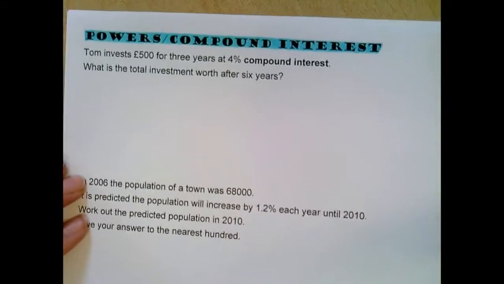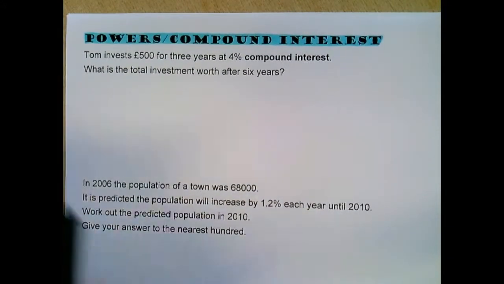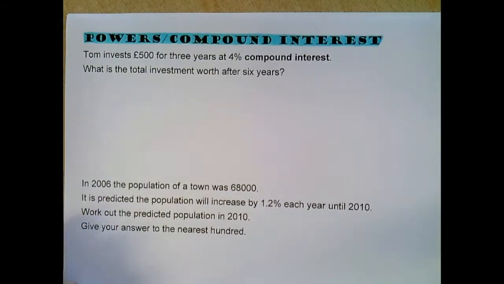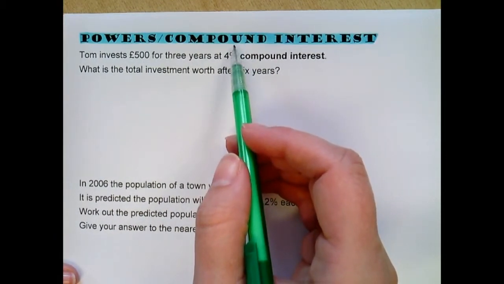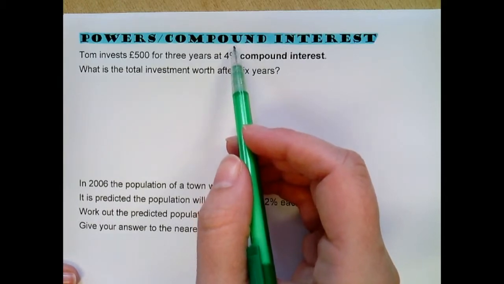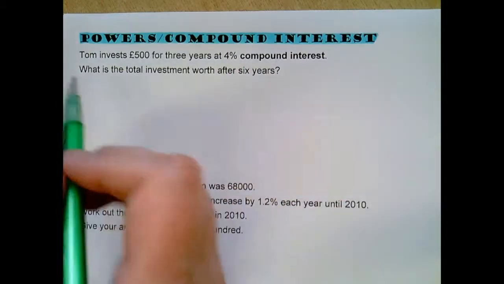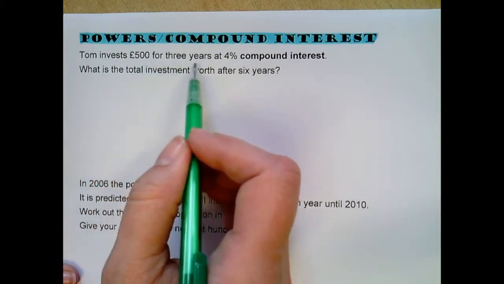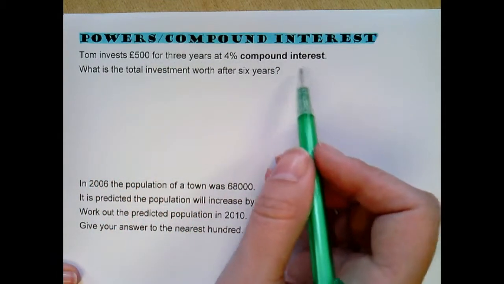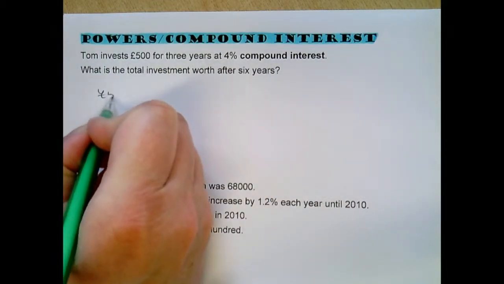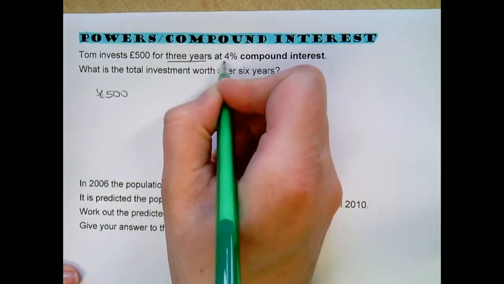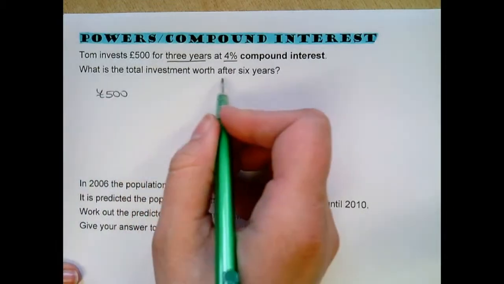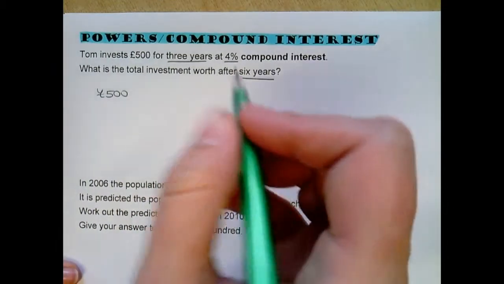These next few questions are on compound interest, and I've said powers there. You will see why in a wee minute. So compound interest is the kind of interest where it keeps going up and up and up, year by year by year, building up on what you've got in the bank. So Tom invests £500 for 3 years at 4% compound interest. So he puts in the £500 and it goes up by 4%. What is the total investment worth after 6 years?